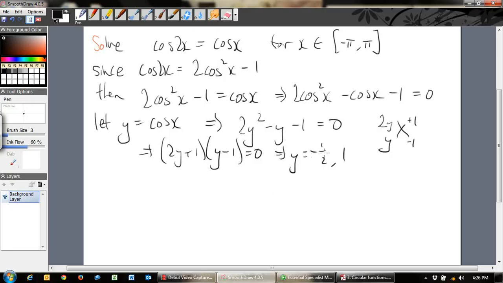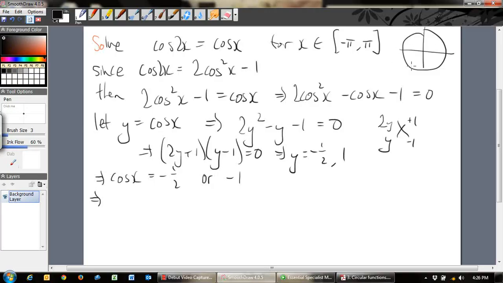Okay? Now we're not finished yet. y is equal to that. What was y? y is cos x. So therefore we've got cos x is equal to negative half, or negative 1. Let's do it one at a time. If cos x is equal to negative half, let's just have a look at our x values again. Okay, we just need to make sure that we're taking them from the correct range. Cos x is equal to negative half.